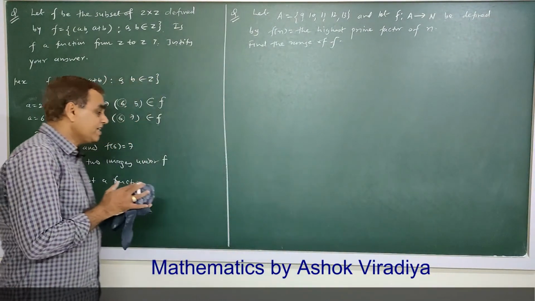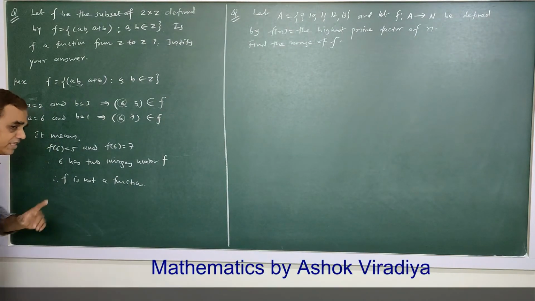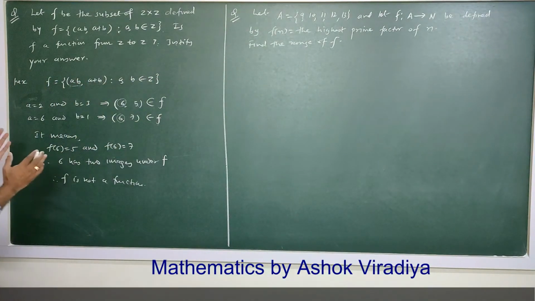And if in any relation every element of the domain has a unique image, then only it is a function. But here it is not a function. Counter example is shown.